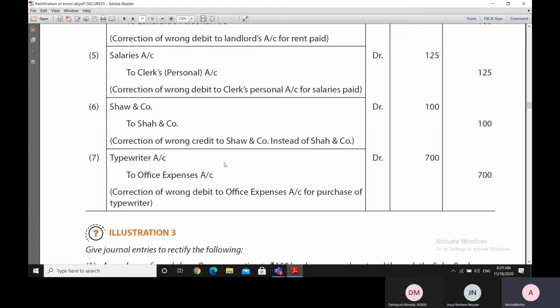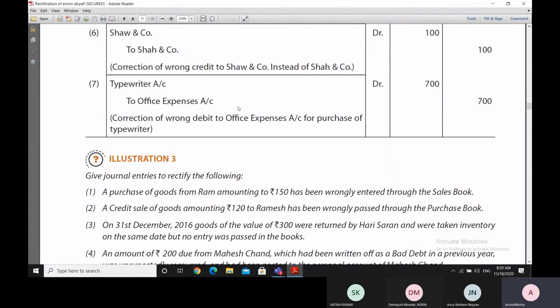Similarly, as we can see here, the typewriter has been purchased and it has been debited to the office expenses account, so we need to credit the office expenses account to remove it from there, and debit the typewriter account, because the typewriter is an asset that has been purchased here. So we are debiting the typewriter account and crediting the office expenses account to cancel out the earlier wrong entry that was made in the office expenses account.